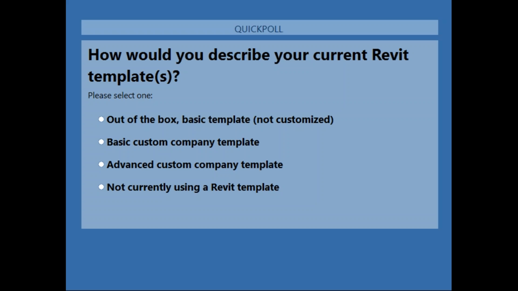The question is what type of templates you're using right now. First one, the out-of-the-box, basic template that comes with Revit. Secondly, you have a company template, but it's a very basic company template. Third, we have another company template, but it's very advanced and very customized. And then the fourth one is currently not using a Revit template. I'm going to give you a chance to answer those questions. We've got a lot of people voting, but I'll give you about 10 more seconds to vote, and then we'll close out the poll and show you the results.